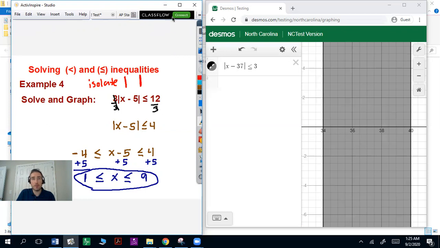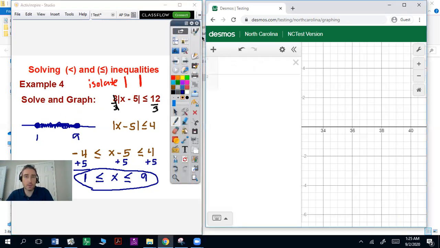Now you're also going to have to graph this. So on a number line, you would write, in this case, 2 closed circles, and they're closed because of the equal sign. They would be open if that equal sign was not there. Put the lowest number there, highest number there, and you're going to shade in between. So all numbers between 1 and 9 would be acceptable answers for that graph. Now let's go back and put the original graph in Desmos.